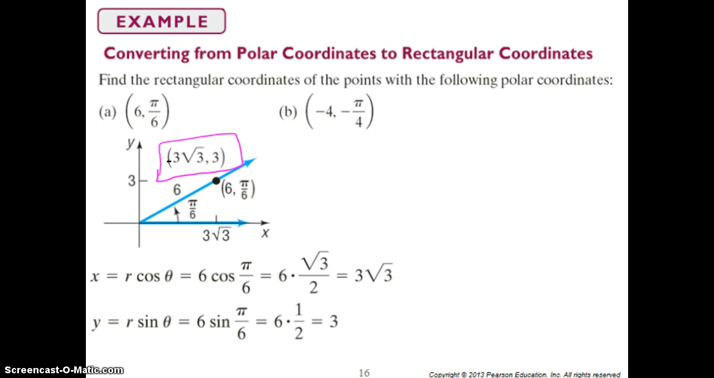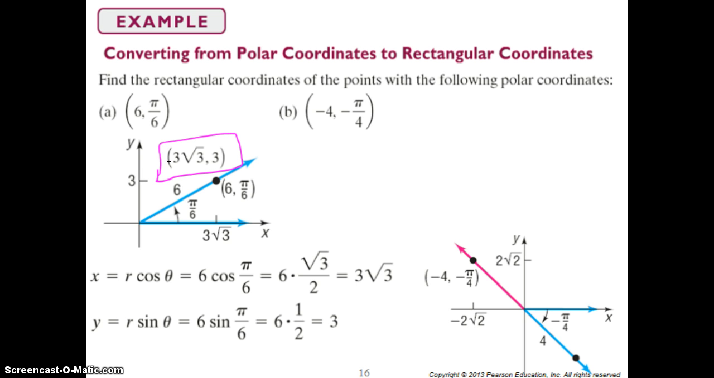So if we look at B, we've got negative 4, negative pi over 4, which means if we rotate toward negative pi over 4, we'll rotate into quadrant 4. We're walking toward quadrant 4, but since it's a negative 4, we're going to take 4 steps away from the point in quadrant 4. So you're going to actually end up in quadrant 2, right here.